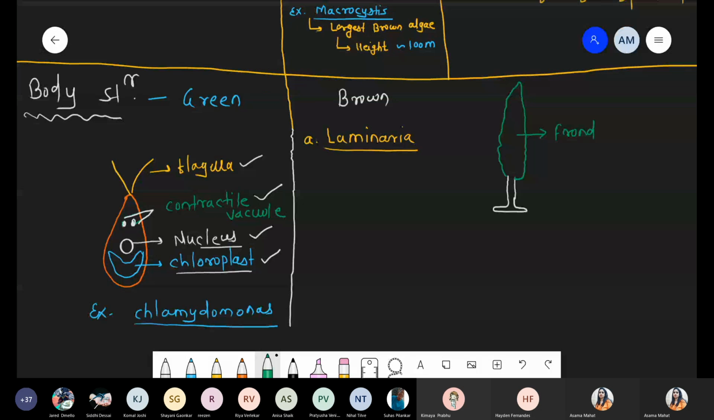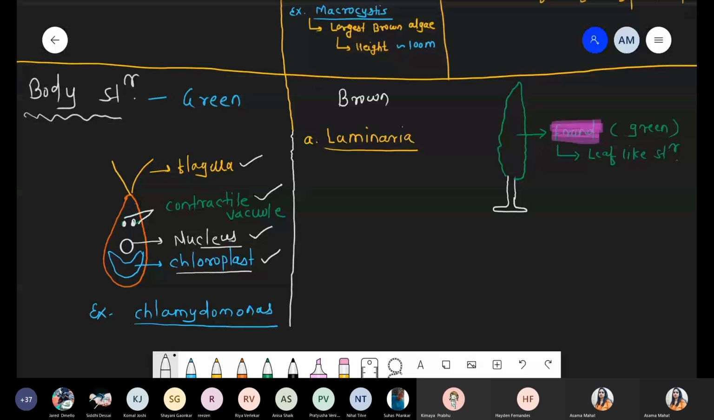What is the meaning of frond? Frond is green in color, and its structure is similar to a leaf. So simply, it is a leaf-like structure, and its name is frond. Frond is green in color because, whenever we started algae, we already discussed one point: algae are basically non-cormophytes. What is the meaning of non-cormophytes? True root, true stem, true leaf are totally absent. But a similar structure is present, right?